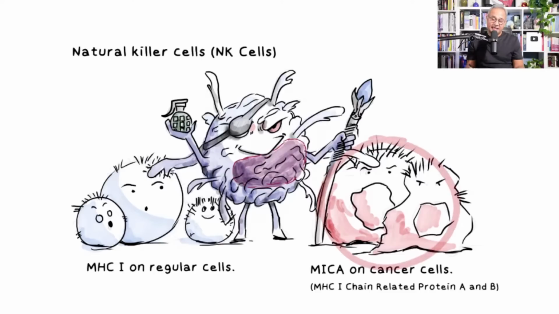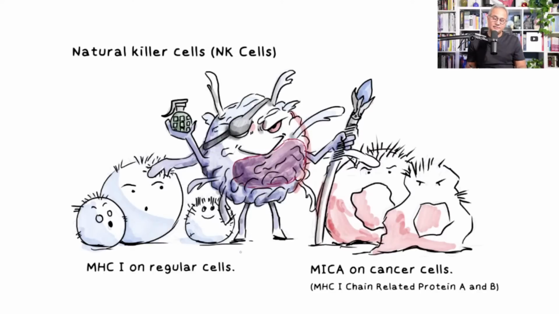On the other hand, the cancer cells display multiple abnormal proteins on their surfaces. A couple of such proteins are called MICA or MICB. These stand for Major Histocompatibility Complex Class 1 Related Chain Protein A or B. So here, MHC1 chain related protein A or B. Kind of like MHC, but different.